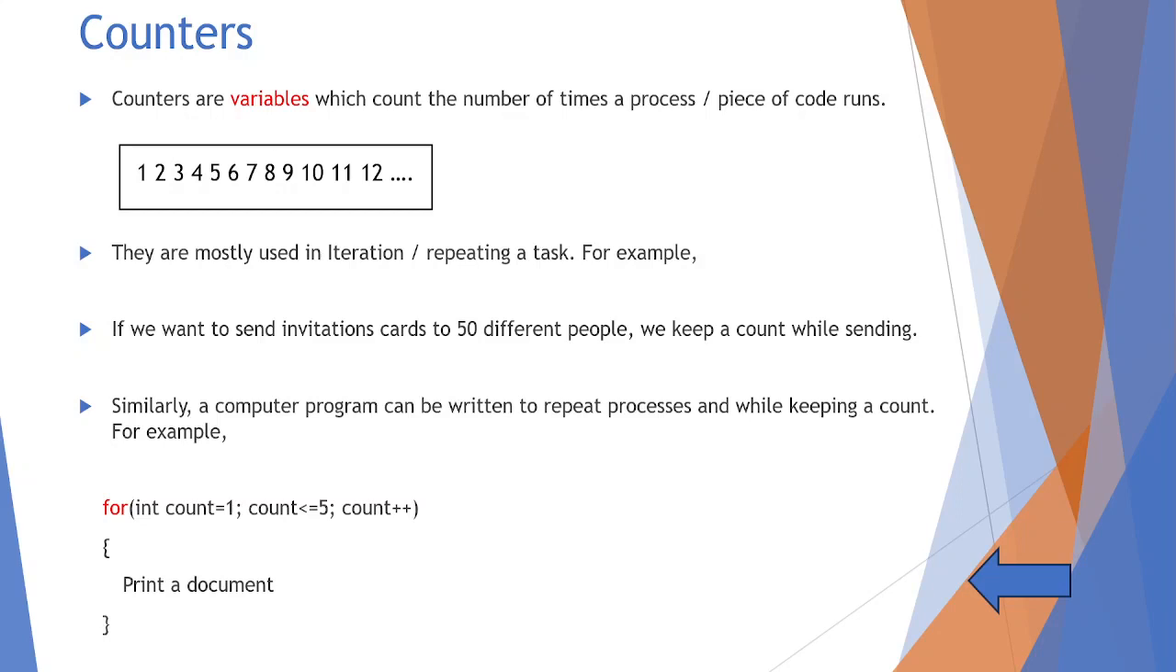So this count variable, or i variable, j variable, any name we can give, keeps on counting how many times, till the condition is met. When count becomes 6, it stops. Otherwise, count is 1. Is count less than or equal to 5? Yes. True, true, true. Till 5 times it is true. When it is false, it comes out.